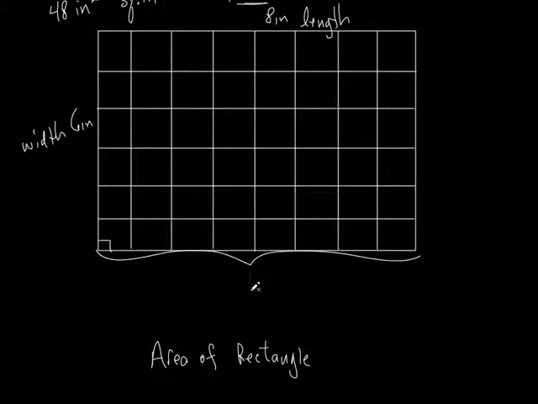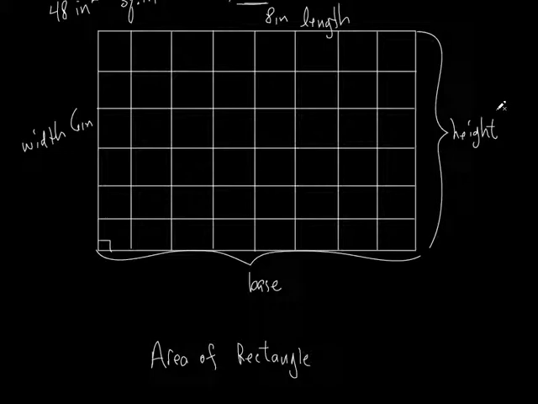All right, so watch. This would be the base. And what do you think this is right here? This would be the height. So let's call it that instead of length and width. Is that alright? So we'll call it base and height. So what's another way to write the area of a rectangle? Instead of saying length times width, which we're kind of used to, let's just say base times height. Is that alright? So that's what the area of a rectangle is.